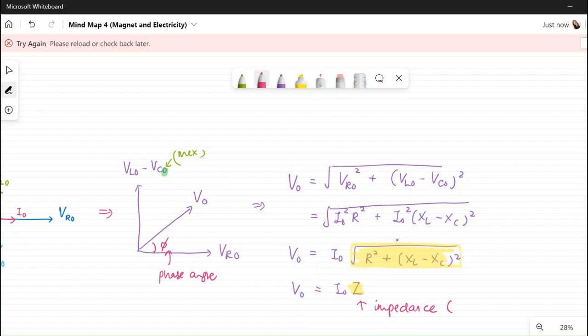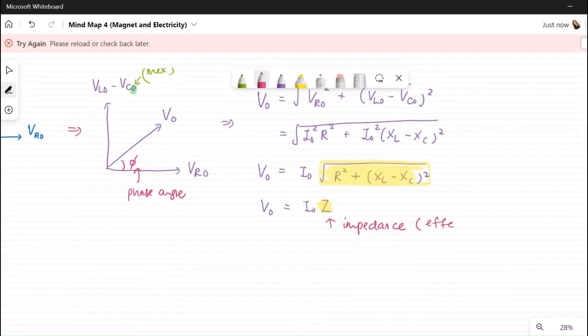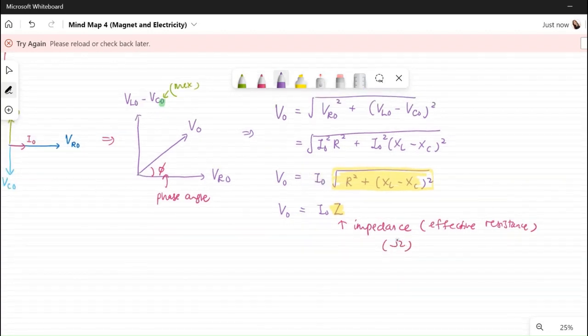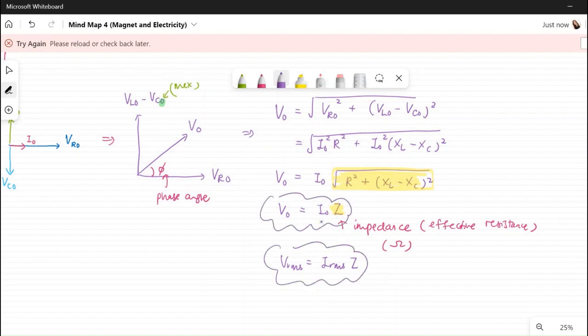Z is the impedance. It's actually the effective resistance, but we don't call it resistance, so we have a special name for it, impedance, right? It has the same meaning as effective resistance, and the unit is still the ohm. So this actually is Ohm's law: V0 equals I0 multiplied by Z, or in terms of root mean square values, V RMS equals I RMS multiplied by Z. So this is the expression for the AC circuit if you relate it to the voltage of the generator. Z here is the impedance.